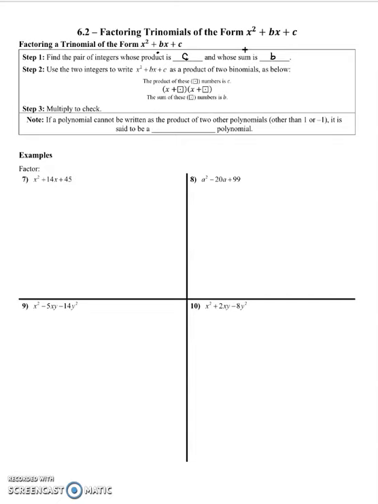If a polynomial cannot be written as the product of two other polynomials, other than 1 or -1, we say that it is a prime polynomial.